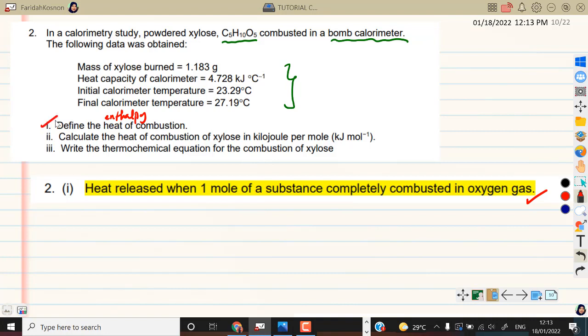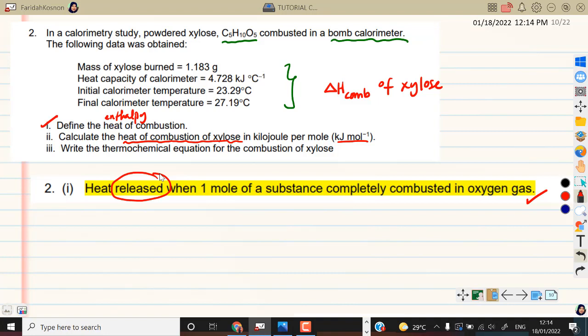Next, calculate the heat of combustion of xylose in kilojoule per mole. Please be careful. We are going to determine the heat of combustion of xylose, or in other words, the enthalpy of combustion of the substance. The substance is xylose. In kilojoule per mole, that means we are going to calculate how much heat is released. Why released? By definition, we know the heat of combustion is heat released. So how much heat is released when 1 mole of xylose is completely combusted in oxygen gas?